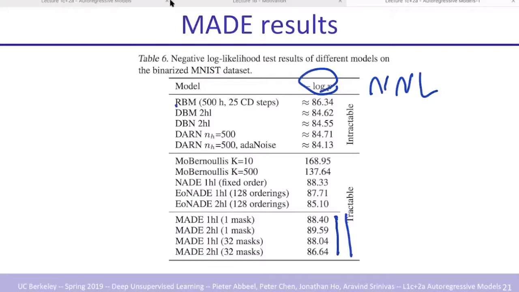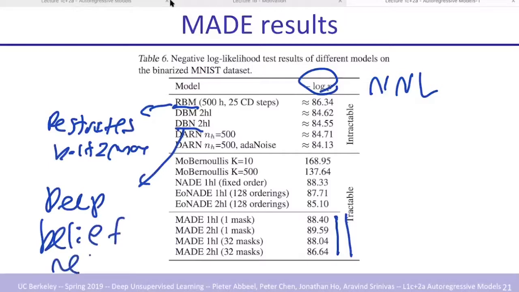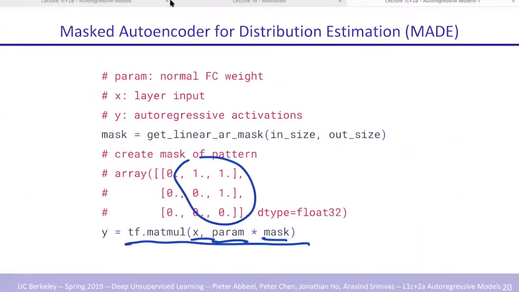These are RBM, a type of autoencoder called a restricted Boltzmann machine, and I believe DBN is deep belief networks. So these are other competitive generative models. They use similar concepts to what we're talking about, but they're not covered in the slides, so I'm not going to talk much about them. You can see MADE is competitive with these other models. It's pretty interesting, pretty good.